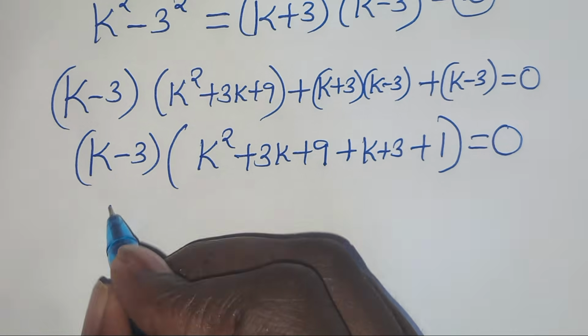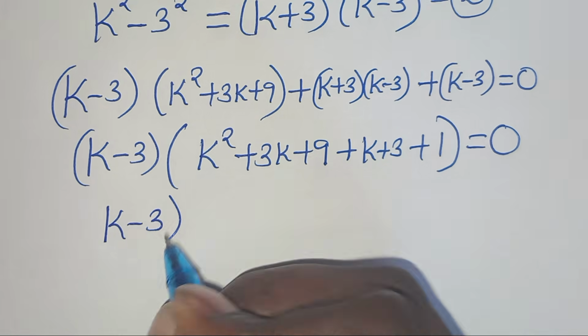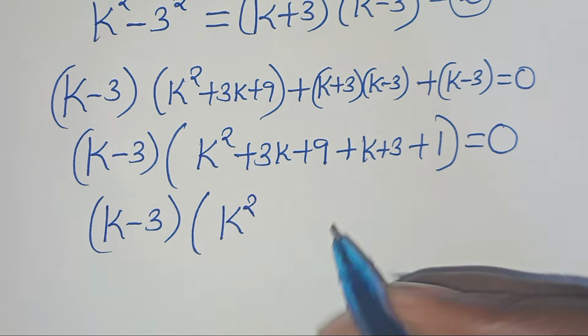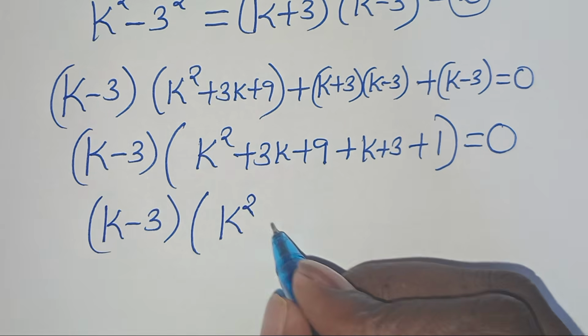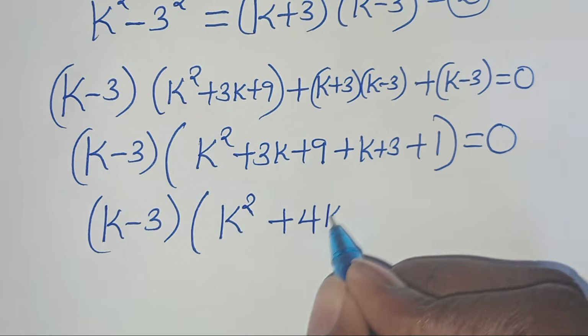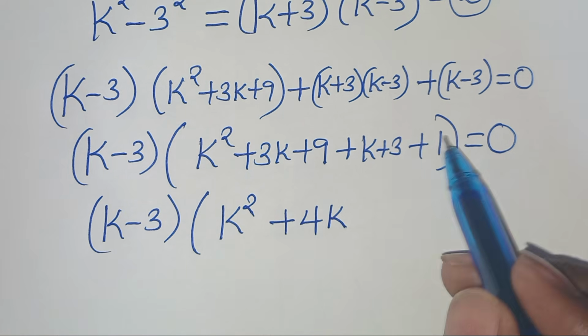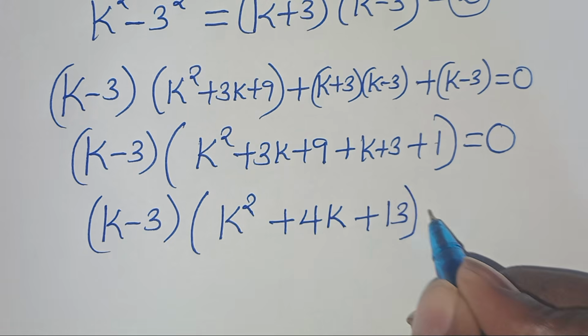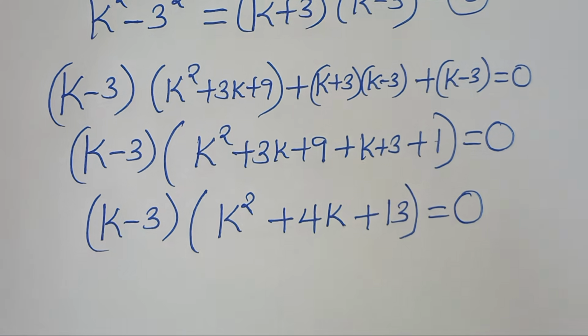So this implies that we have k subtract 3. This is k squared. We have 3k plus k. This is plus 4k. Then we have 9 plus 1. This is 10 plus 3. So we have plus 13. And this is equal to 0.